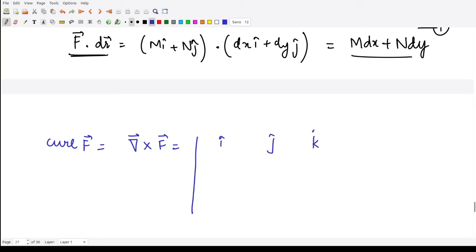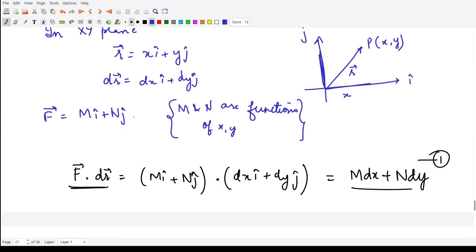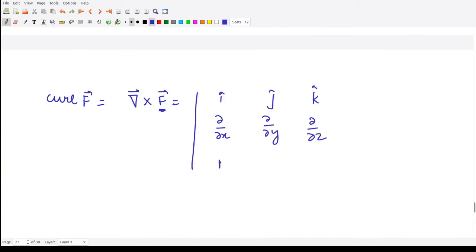It is i cap, j cap, k cap. The value for del, it would be del by del x, del by del y, del by del z, and according to this vector f, we have defined the vector f to be this. So I can write 0 k cap also. So it would be m, n and 0 here. So let's perform this cross product over here.